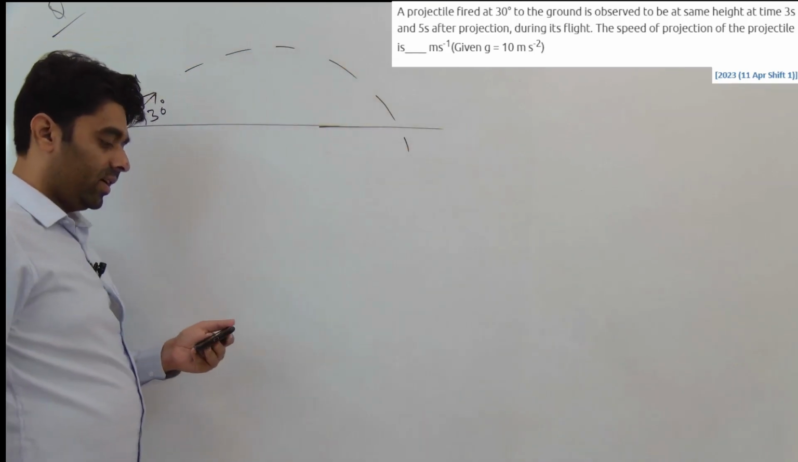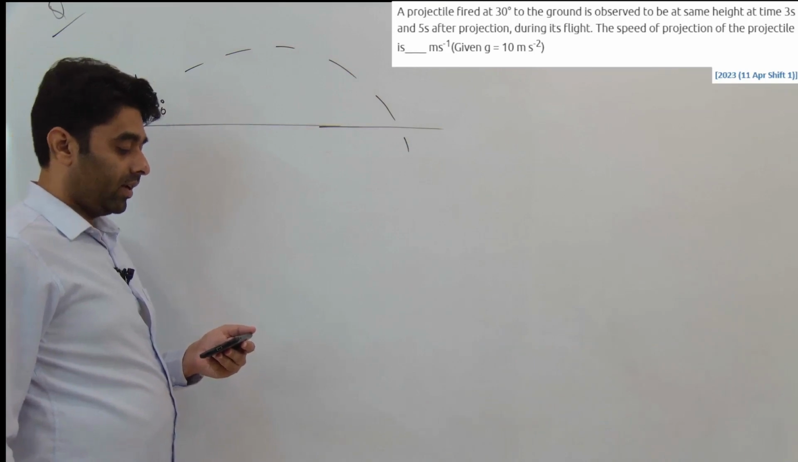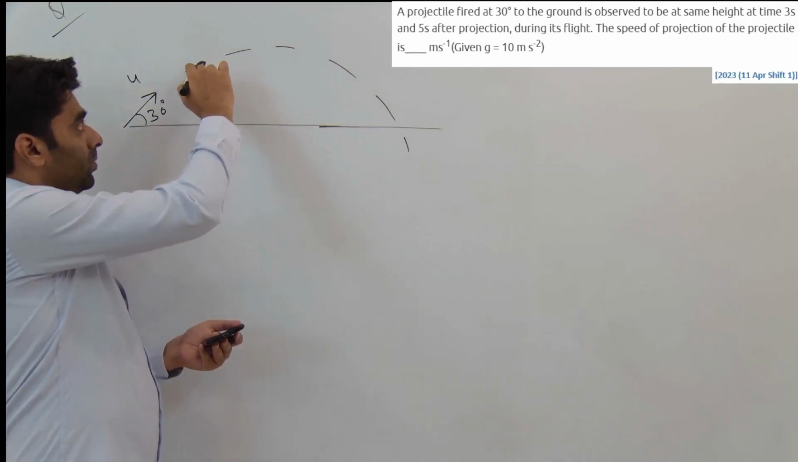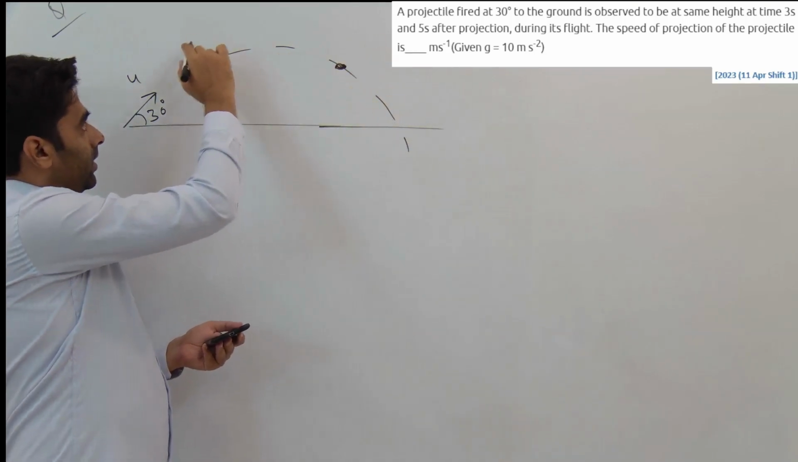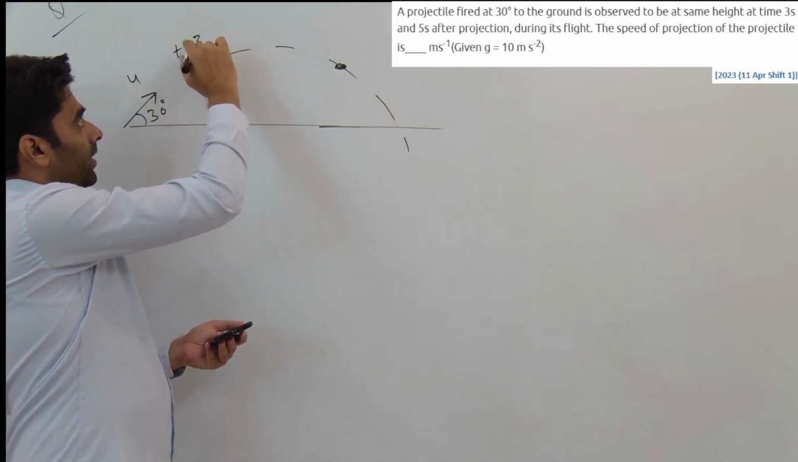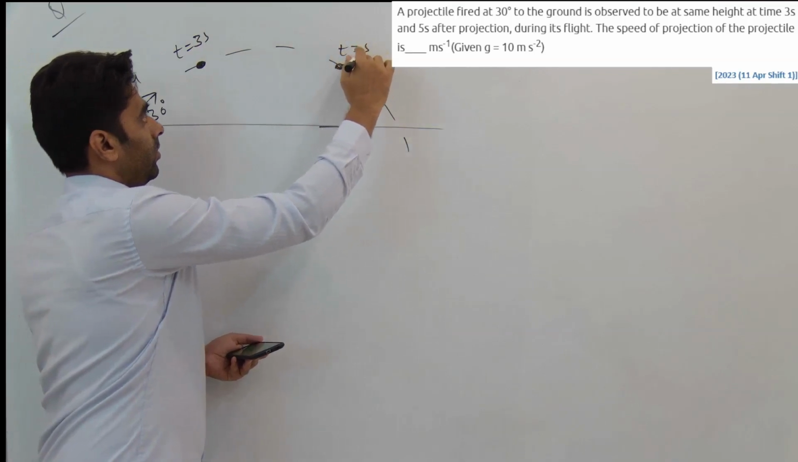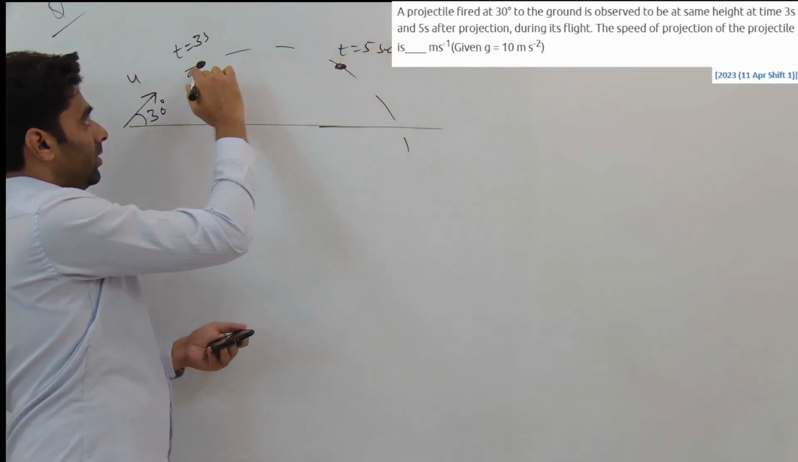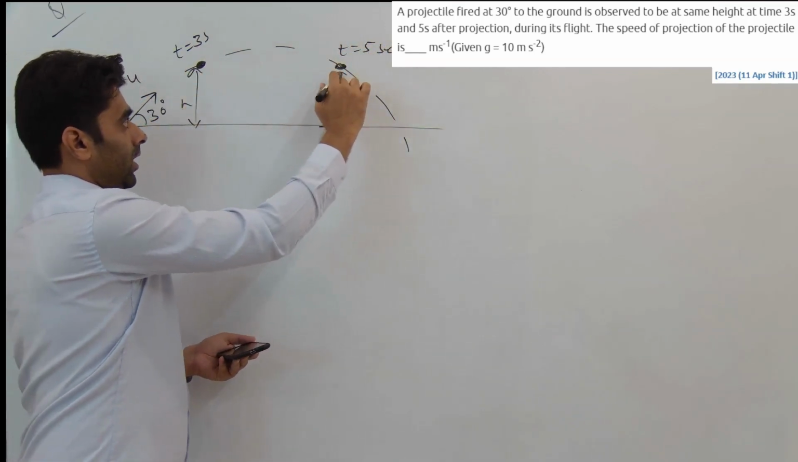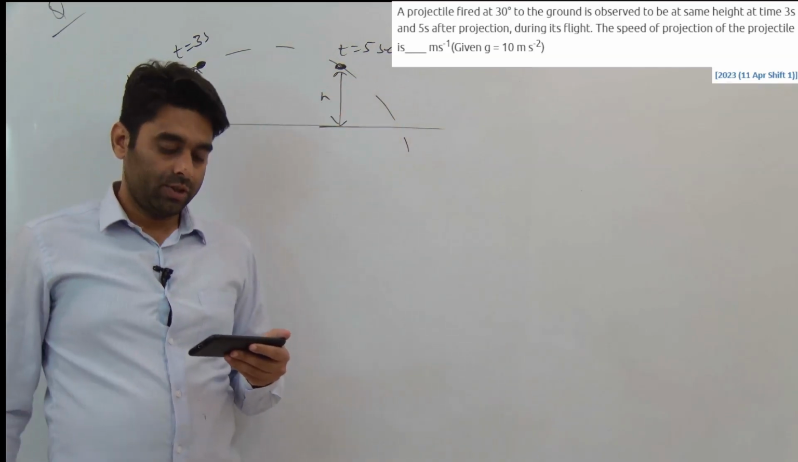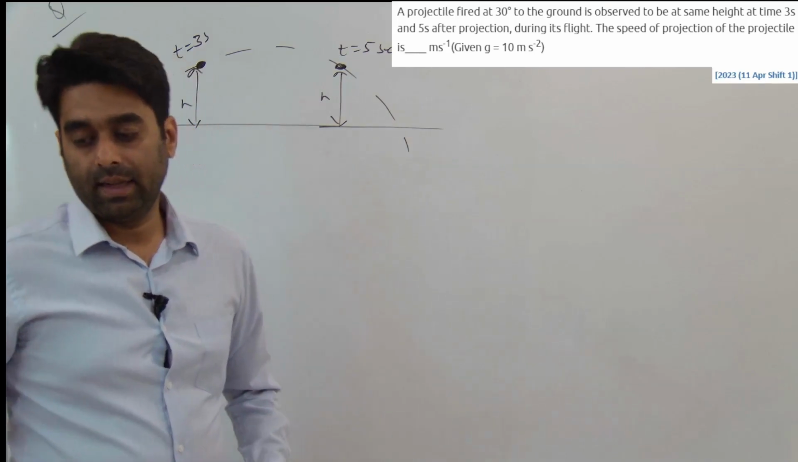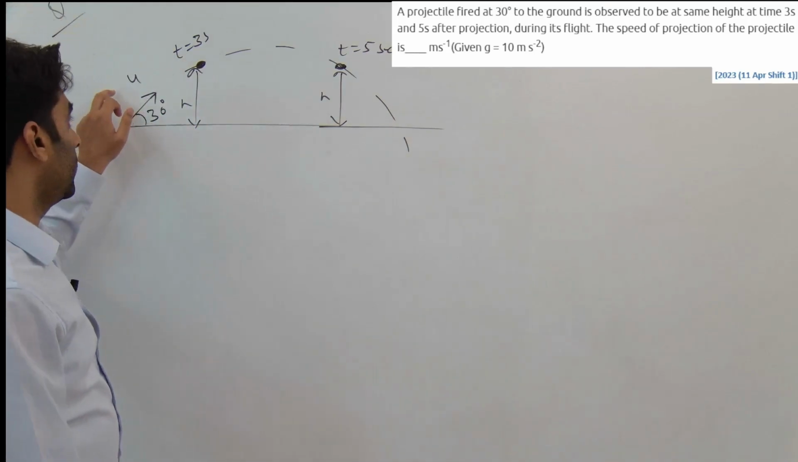What it says is that it is at the same height at 3 seconds and 5 seconds. Let's consider this position and this position, so that at these points they are at the same height. This is 3 seconds and this is 5 seconds, same height h and h. During its flight, the speed of projection of the projectile is dash meter per second. This u they are asking us.